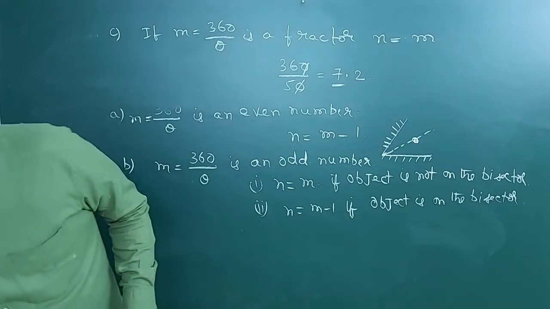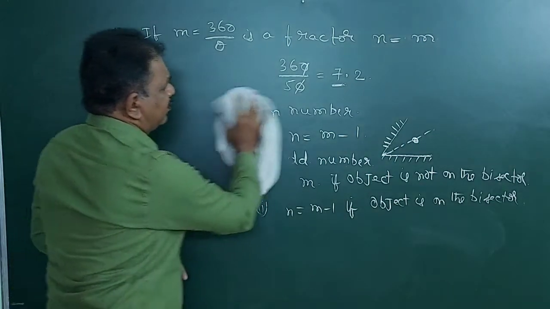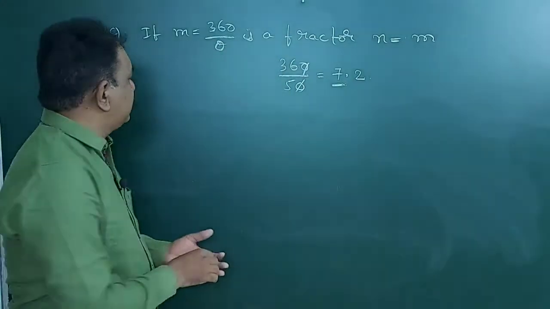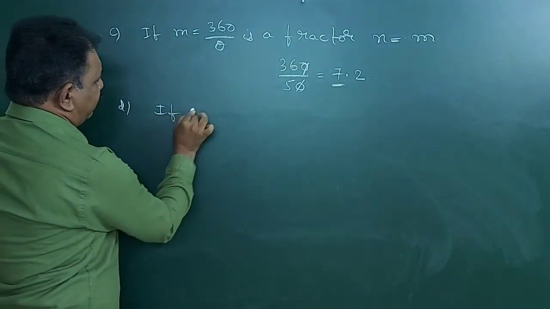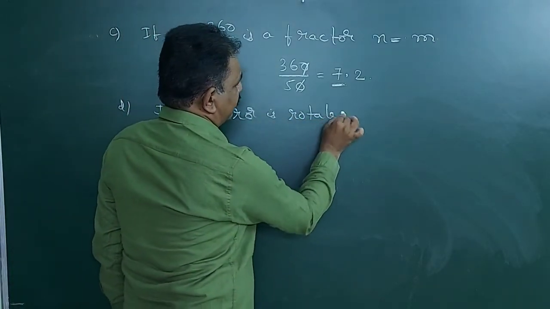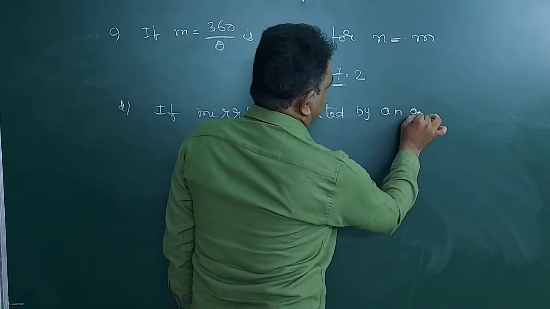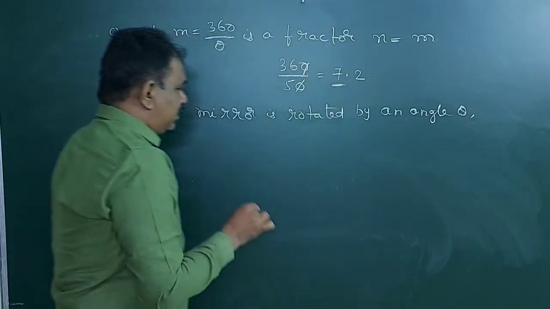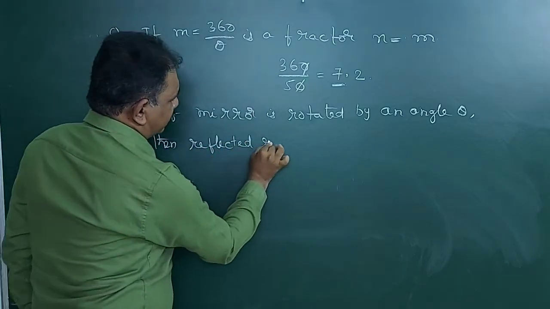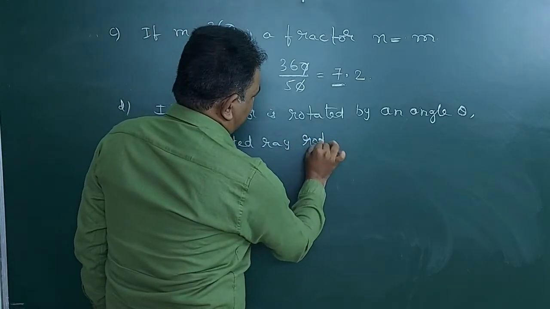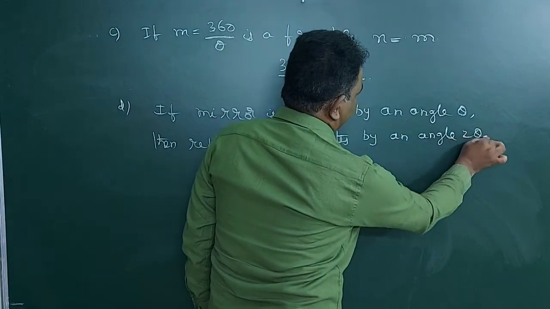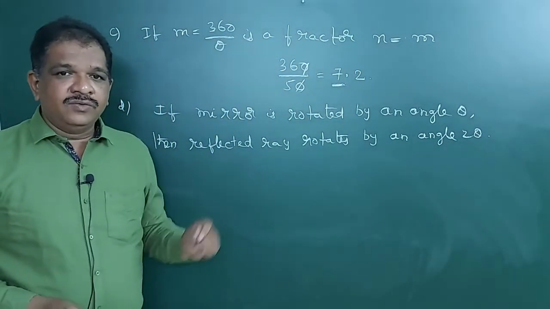Okay. Next, and one more. If the mirror is rotated by an angle theta, then the reflected ray rotates by an angle 2 theta. So many times this condition we will use in the problems.